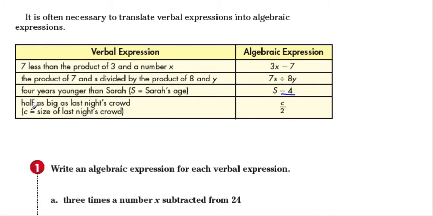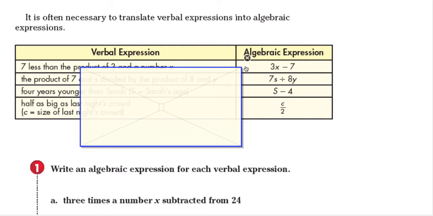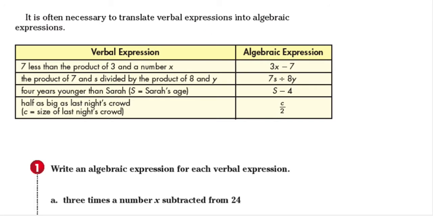And finally, half as big as last night's crowd. When you say half as big, you say 1/2 of last night's crowd, which is c. So 1/2 times c over 1 gives you c over 2. So half as big as last night's crowd is c over 2, because you're dividing last night's crowd by 2, and the fraction bar indicates division.